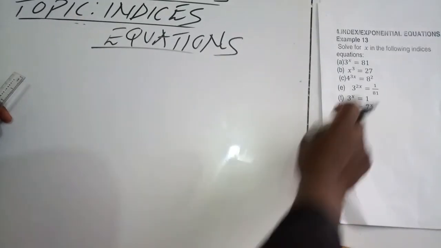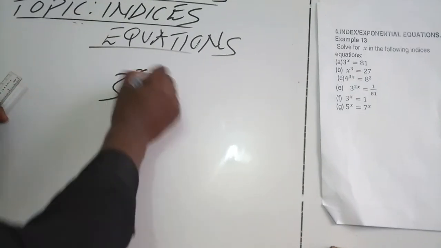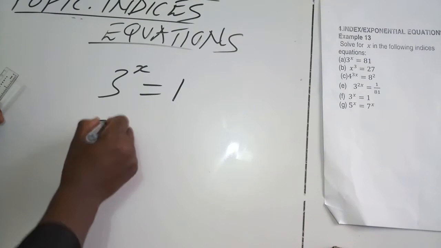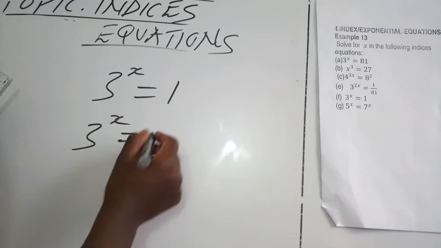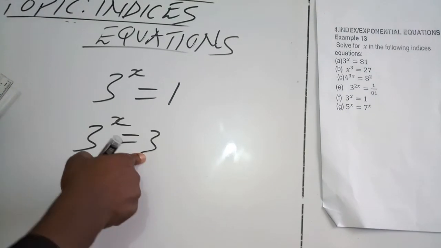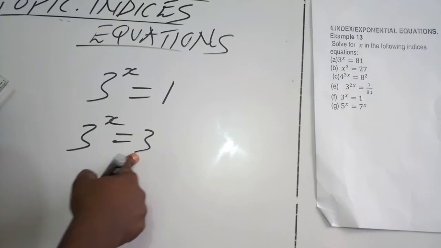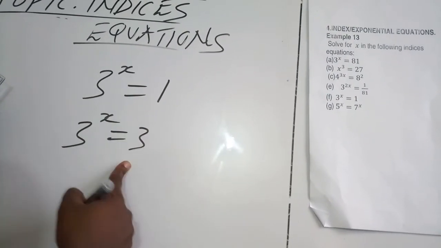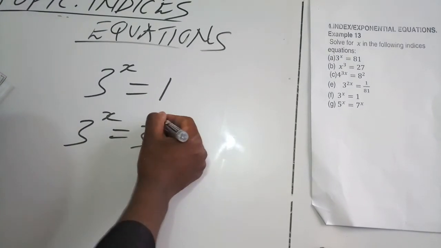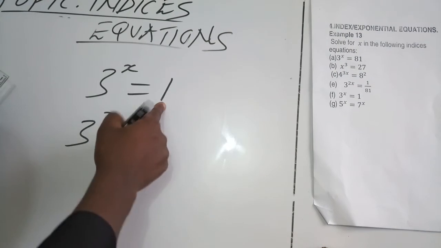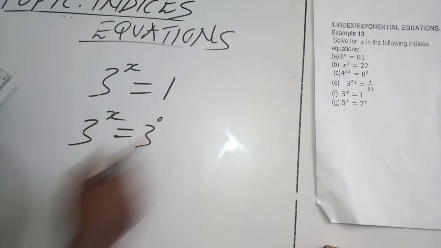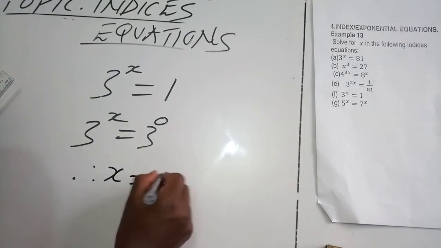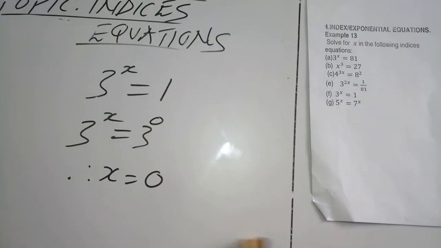Okay, we go to the next equation. Given such an equation as 3 power x is equal to, let's say, 1. We want to achieve similar bases. I want to have base 3 on this side. I will recall the zero index law. Whenever a number is raised to power 0, the value is the same as 1. So here I'll put 3 power 0, which has the same value as the initial one in that equation. Having similar bases, we equate the powers. You say x is equal to 0. Simple as that.